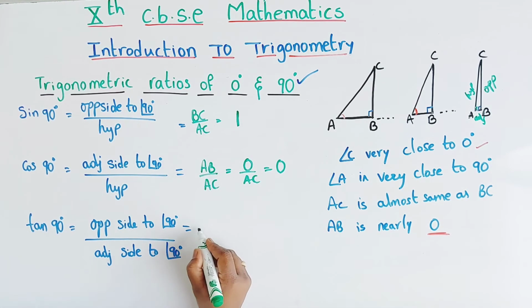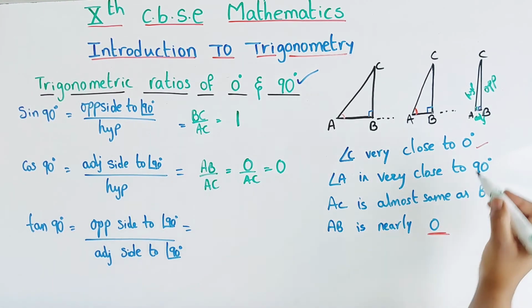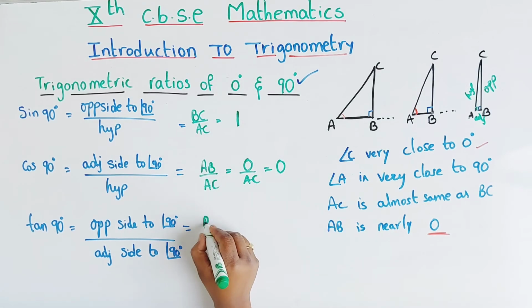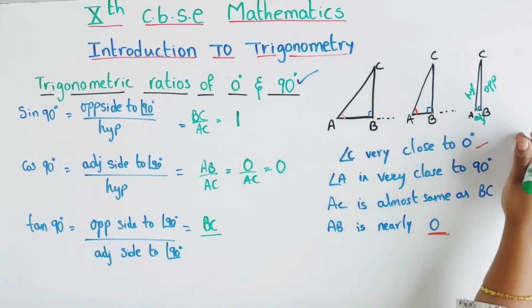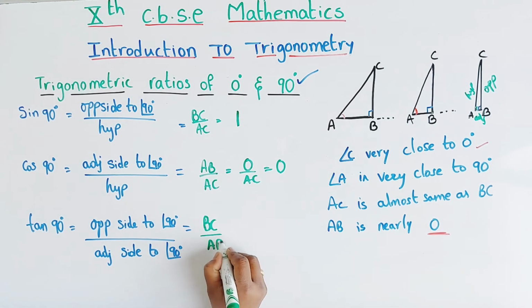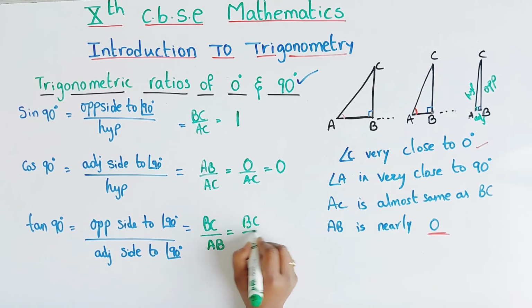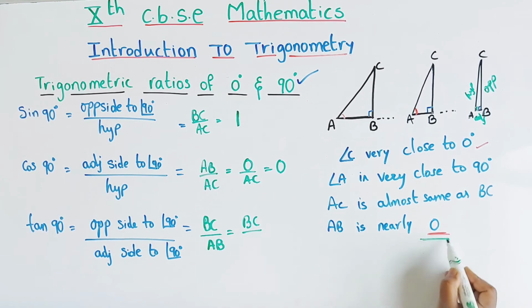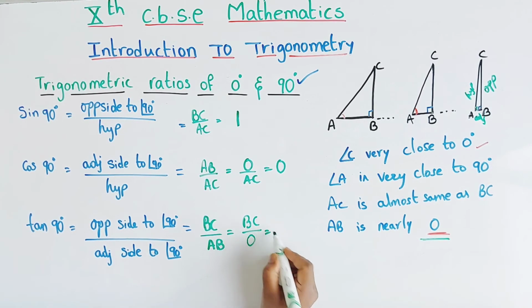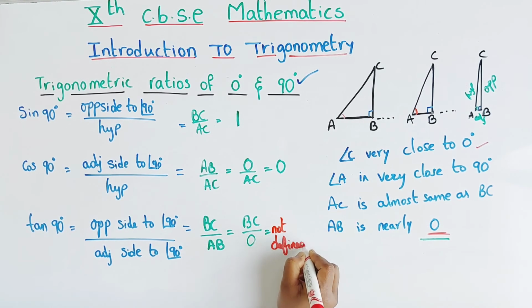Now tan 90 degrees: opposite side to 90 degrees, that is BC, by adjacent side to 90 degrees, that is AB. BC by AB, where AB is nearly 0, children. That means BC divided by 0 means it is not defined. Right, children? Now we will find the reciprocals of these angles.